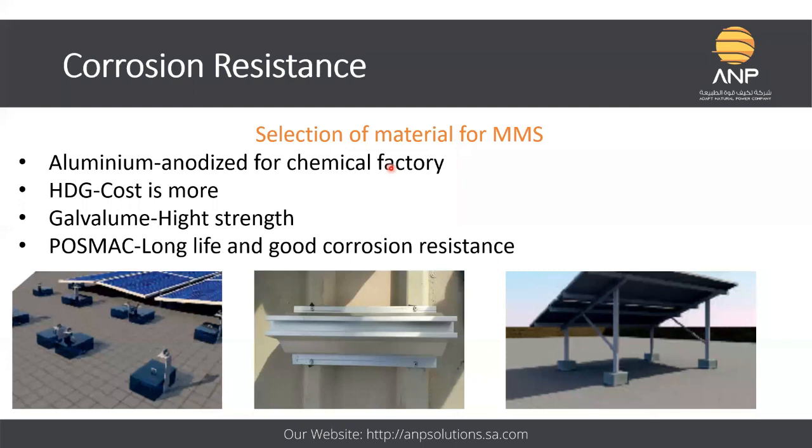Another material is Postmac. This is a new material available in the market, and it has a very long life and good corrosion resistance, almost 5 to 10 times more corrosion resistant than hot dip galvanized. Postmac means there is a magnesium aluminum alloy coating on the top of iron. You can see here, this is an aluminum structure, this one is made up of Postmac, and this one is hot dip galvanized.